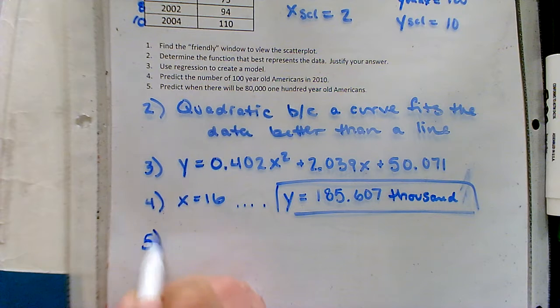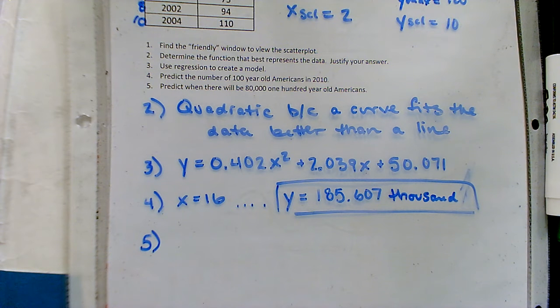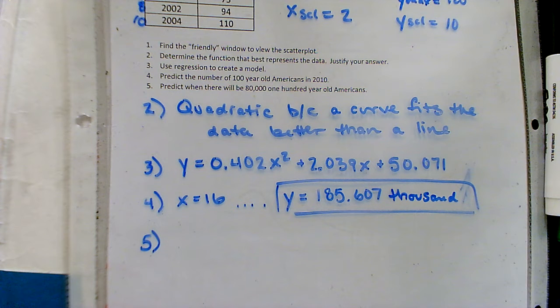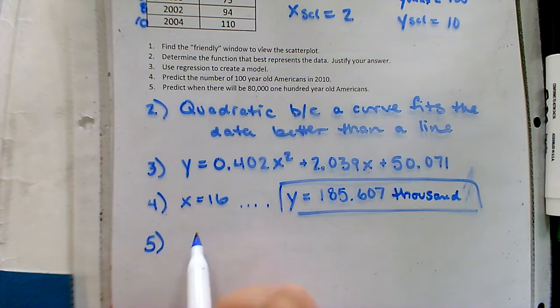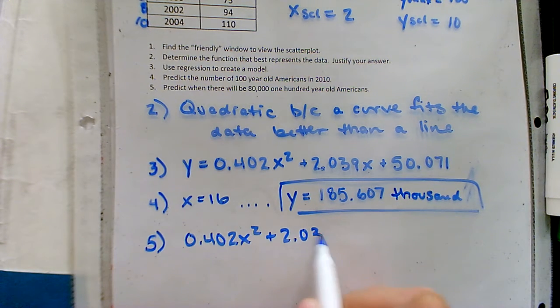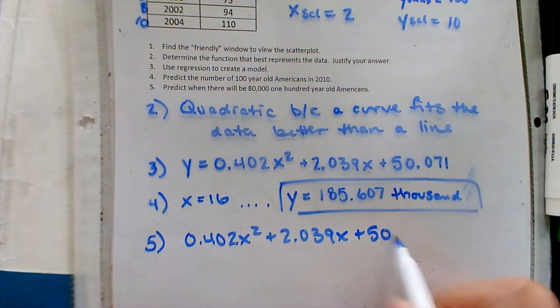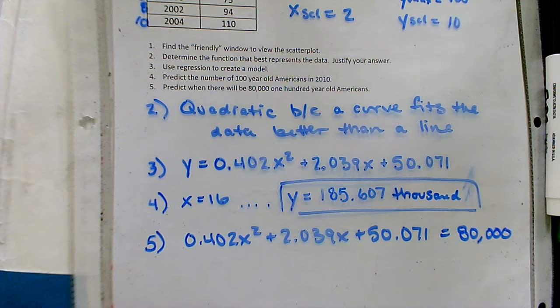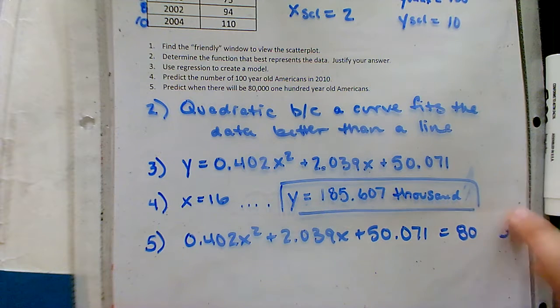All right. Let's finish things off with number 5. Predict when there will be 80,000 100-year-old Americans. How can we use that really, really good quadratic equation to predict that information? Say it louder. I heard it. Set it equal to what? The 80,000. All right, so we're going to take that quadratic equation and set it equal to 80,000? Just 80, right. 80.